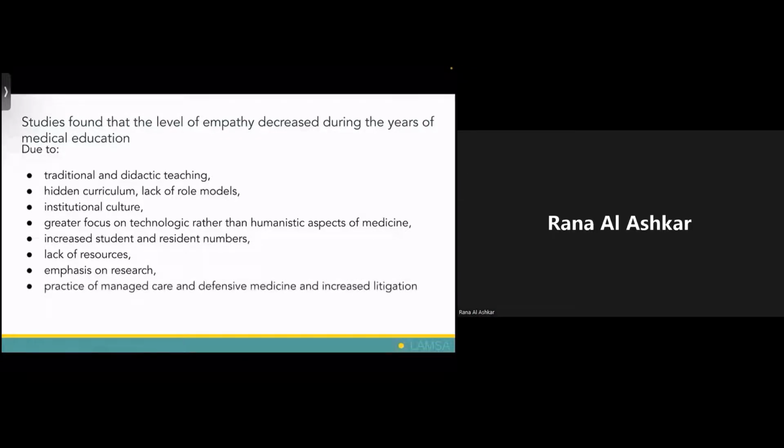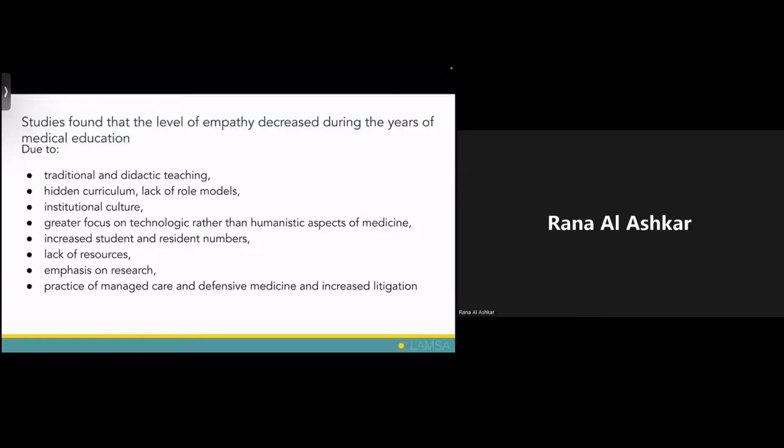The practice of managed care and defensive medicine. So basically, this is really true. In the last few years, we had an increase in lawsuit cases against physicians. And the training of physicians became that you have to follow the guidelines, because anything that you do wrong, they will sue you. But it didn't become that you have to follow your patient, you have to communicate with your patient, you have to create a very good connection with your patients so they do not sue you, which is really something that research has found.